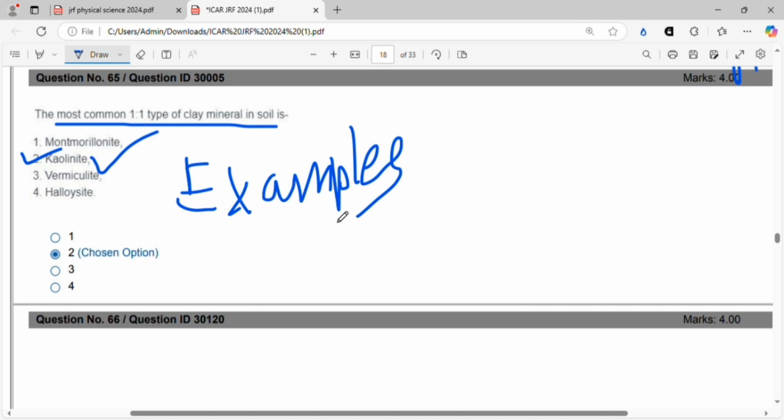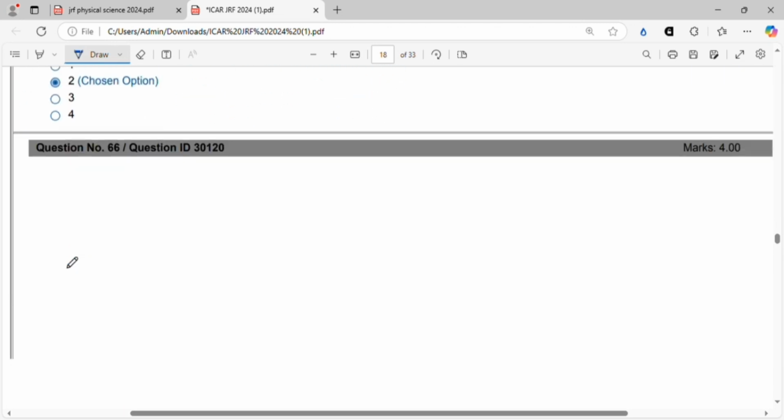You have to read all the examples of 1:1, 2:1, and 2:1:1 type minerals. Besides the common ones, you have to remember some of the uncommon ones as well, like halloysite, serpentine, dickite, nacrite. All those minerals also, you should thoroughly read the examples. All right. Moving on to the next question.